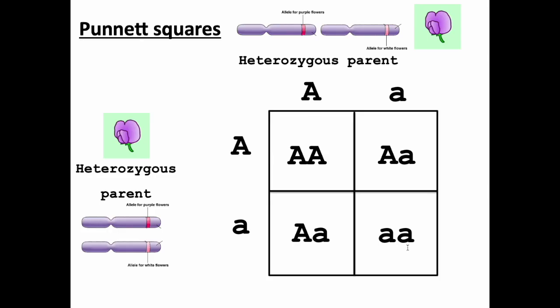But this is going to have white flowers. Homozygous recessive does not have the dominant phenotype. Homozygous recessive has the recessive phenotype. So if I asked you what percentage of the offspring are going to have purple flowers, the answer is 75%. 25 plus 25 plus 25. So again, these are the sorts of questions that I could ask on an exam.